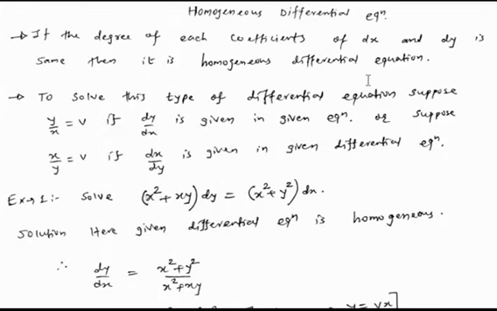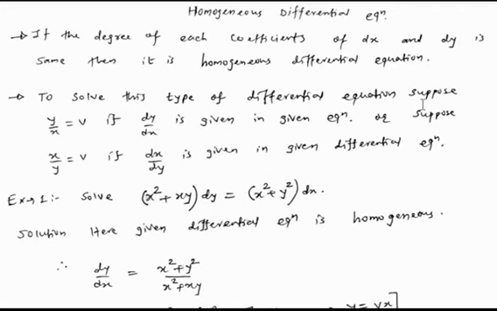Okay, now moving on to the second topic, that is homogeneous differential equation. If the degree of each coefficient of dx and dy is the same, then it is a homogeneous differential equation. Over here you can see that the degree of x square is 2 and the degree of y square is 2, so these are coefficients of dx, and over here the degree of x square is 2. This is the coefficient of dy. The degree of xy is 2. This is the coefficient of dy. So what is written over here? If the degree of each coefficient of dx and dy is the same, then it is called a homogeneous differential equation.